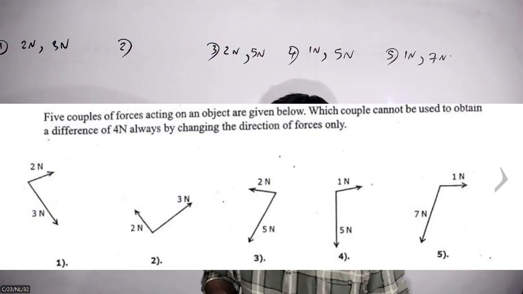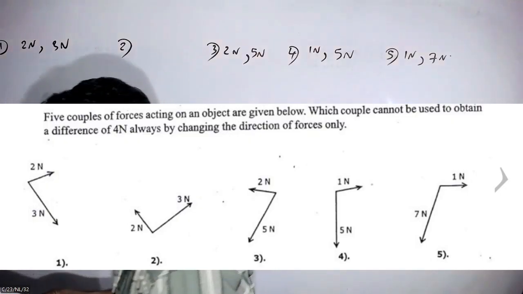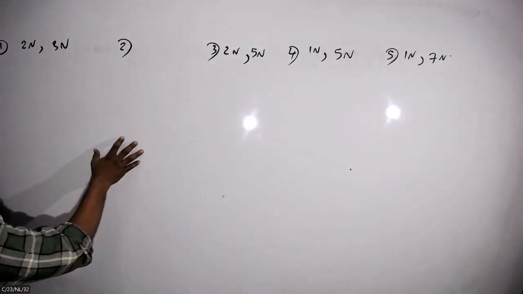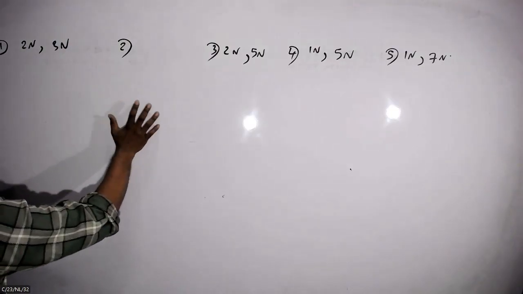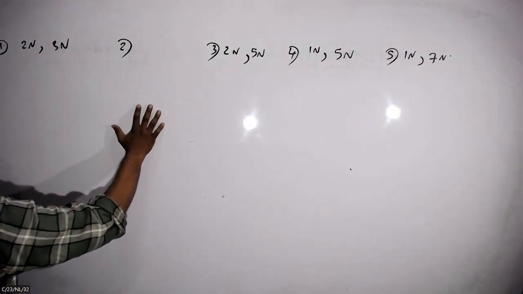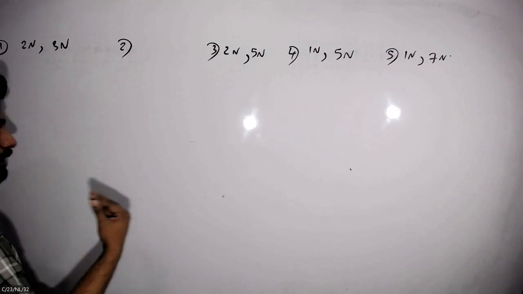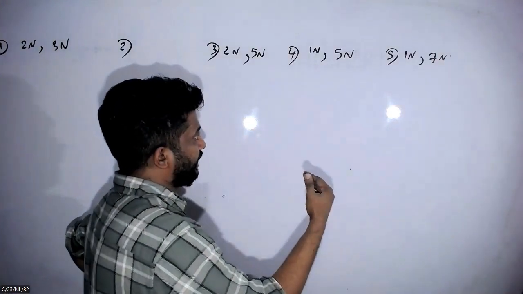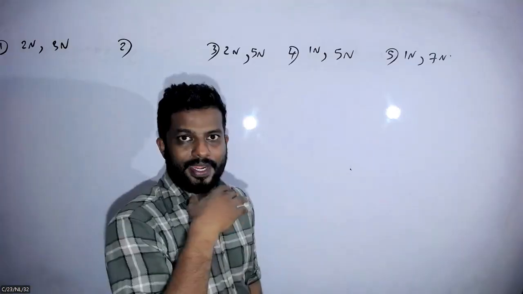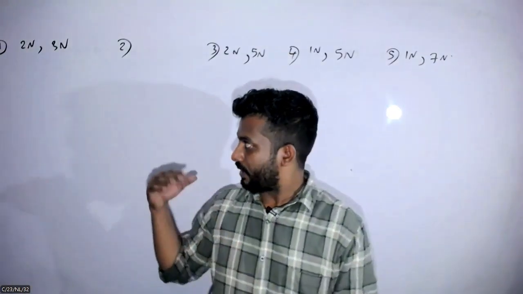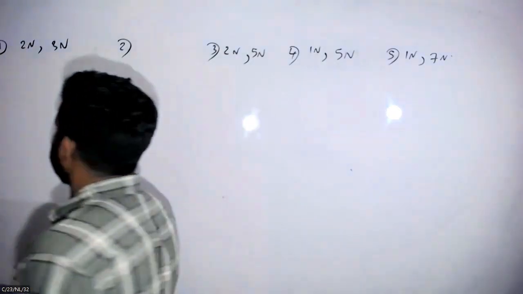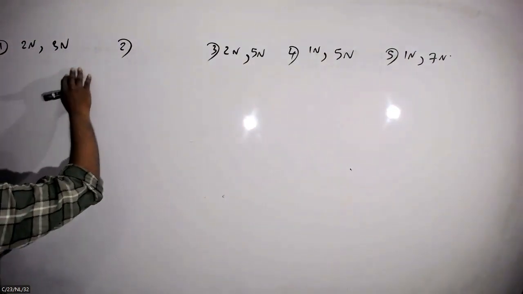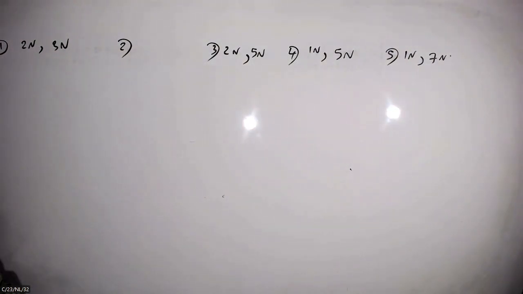Five couples of forces acting on an object are given below. These are the forces, right? Which couple cannot be used to obtain a 4 Newton resultant? To identify the answer, first you need to check the maximum and minimum resultant they can produce, right, Pude? Let's see. The first two forces are 2 Newton and 3 Newton.